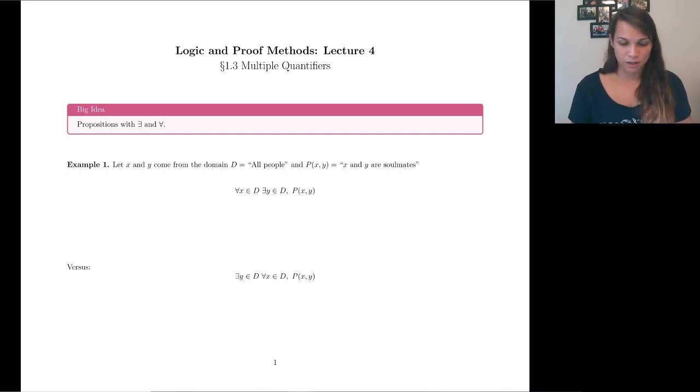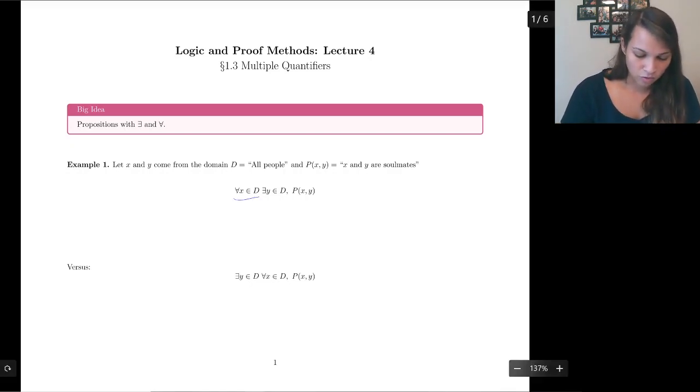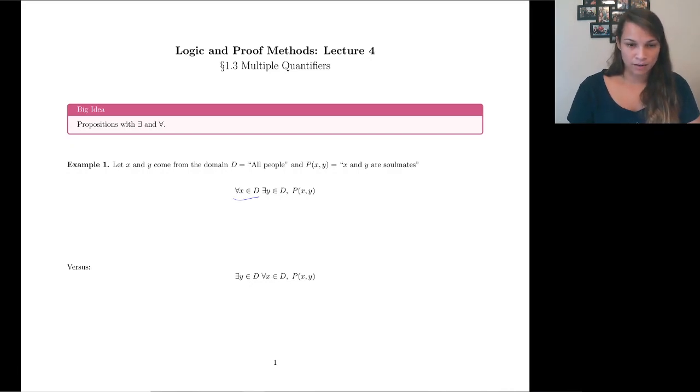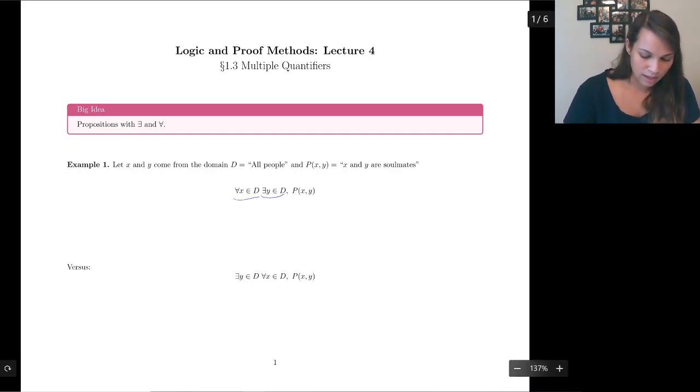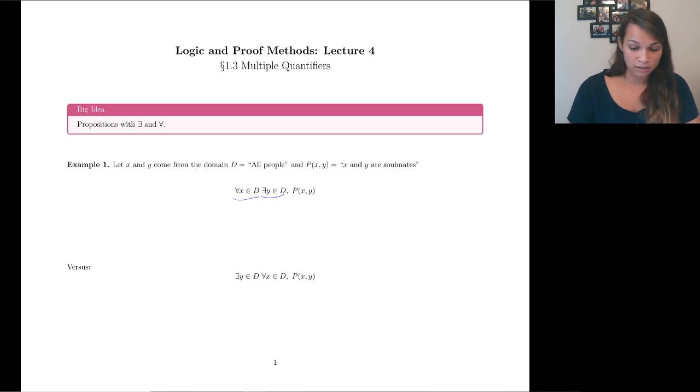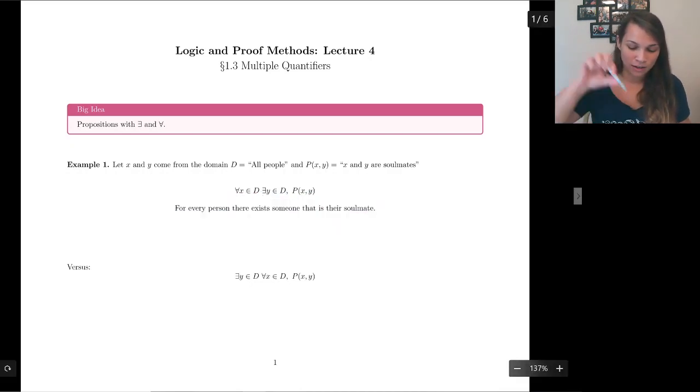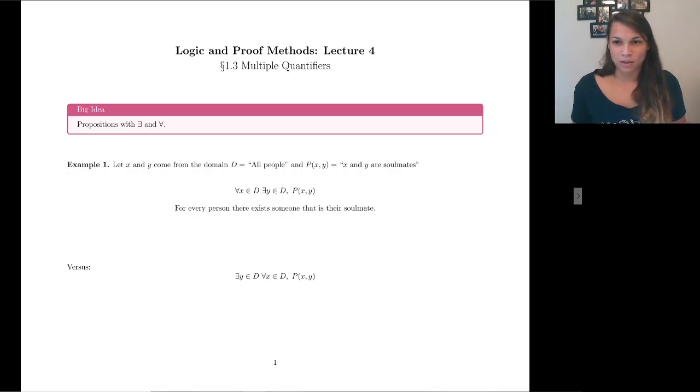Let's read this first one. So for all x means everyone. There exists someone such that they are soulmates. This one's kind of cute. You've probably heard some version of this before. For everyone, there's someone out there. It's a cute sentiment. All right.